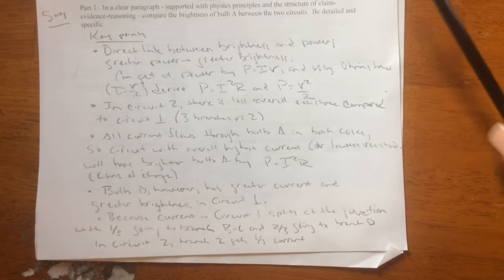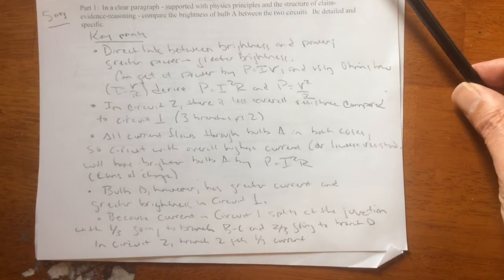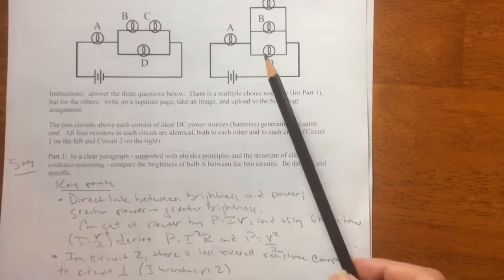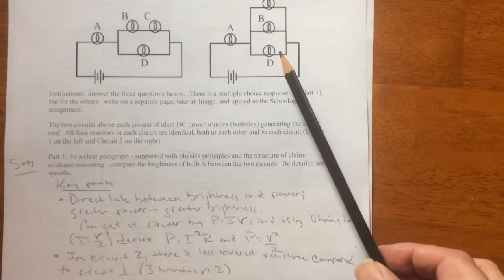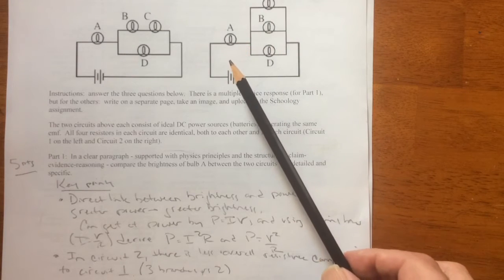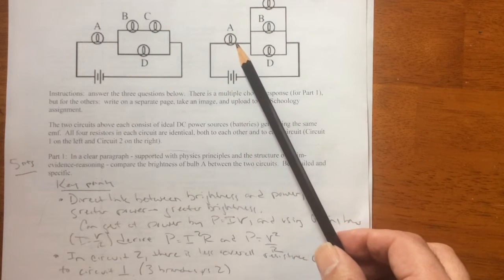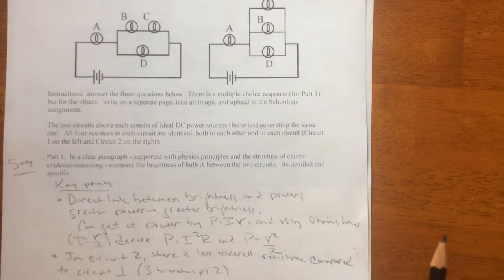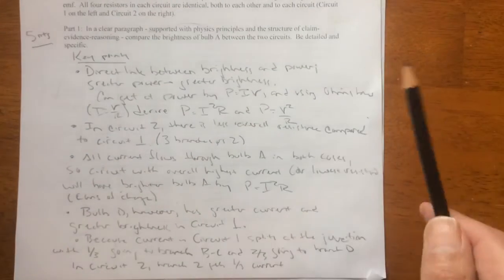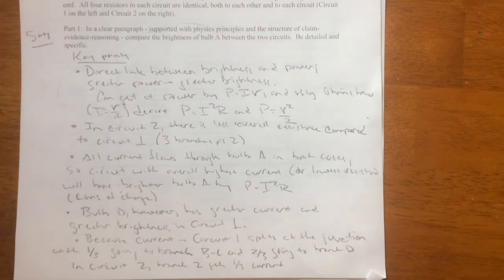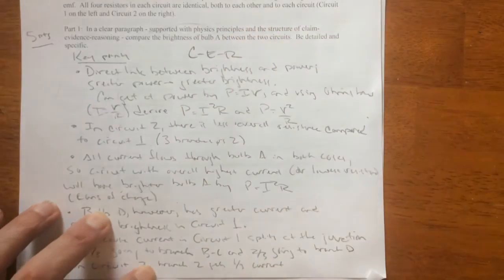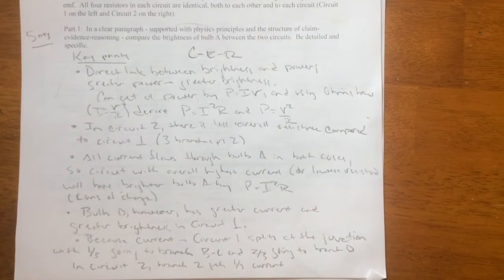So in circuit 2, there's less overall resistance, because you've got 3 branches. By the conservation of charge, all of your current has to flow through A. Because you've got less overall resistance, you're going to have greater current through A. And I would defend that. College Board has gotten onto claim, evidence, reasoning, especially in physics. They like to see claim, evidence, reasoning.